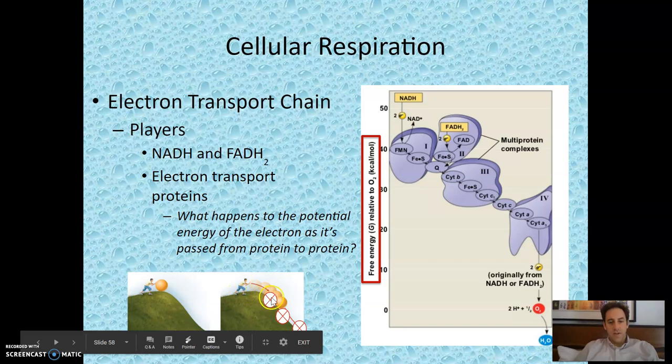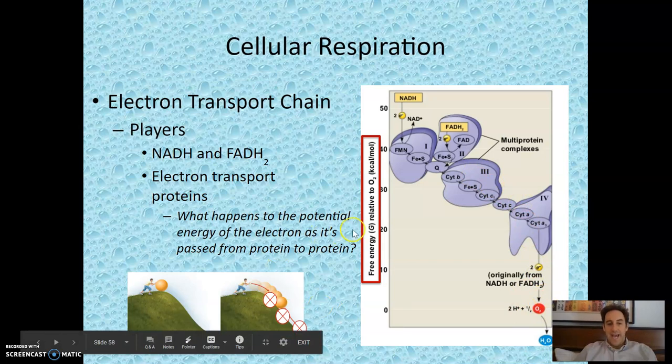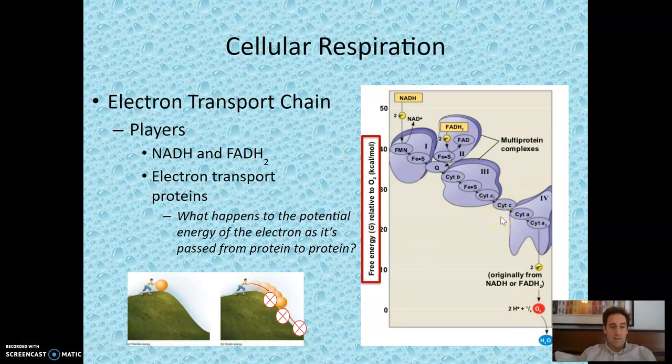You can just think of each of these proteins as this little intermediate carrier of that energy. So instead of just shoving that electron all the way down the hill, it's passed through this series of proteins slowly and in a controlled way. So essentially, the potential energy of the electron is decreasing as we go from NADH through these proteins and ultimately to oxygen. And that free energy that's released is what is ultimately harvested to make ATP.